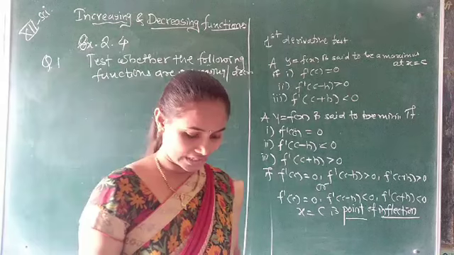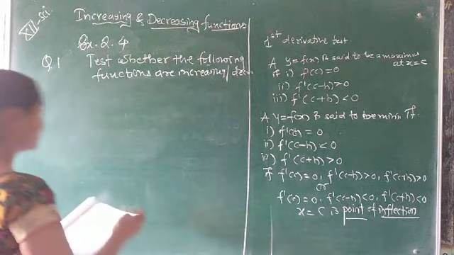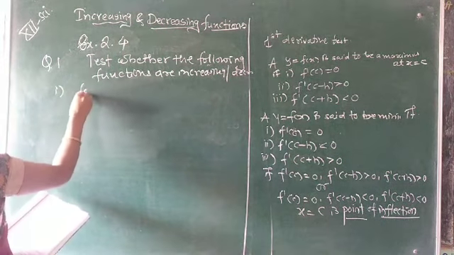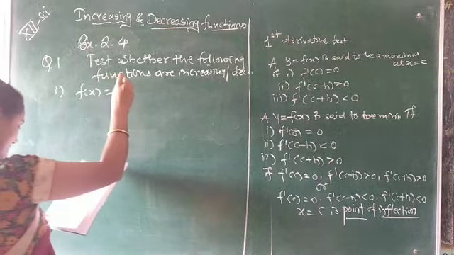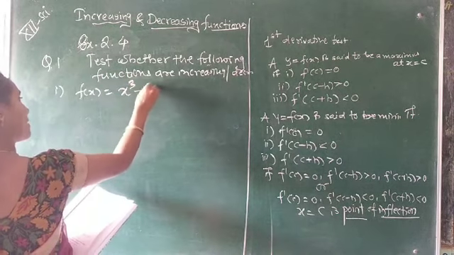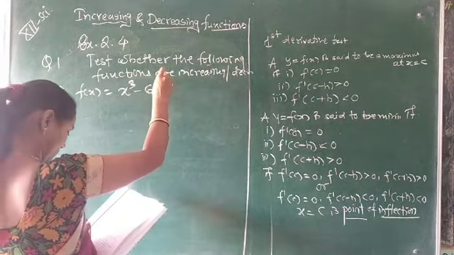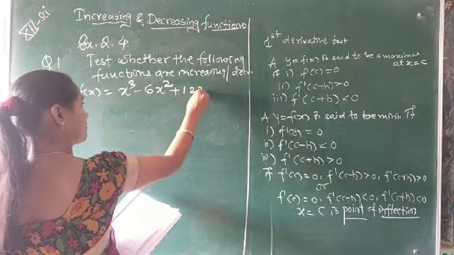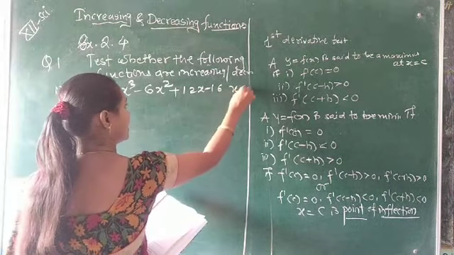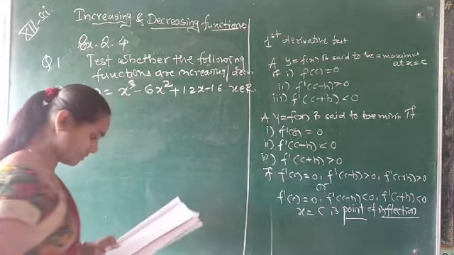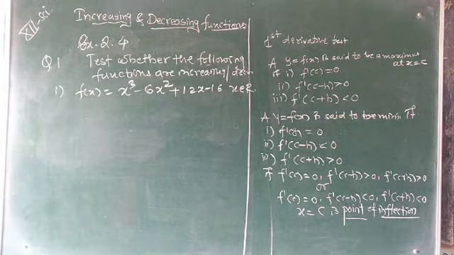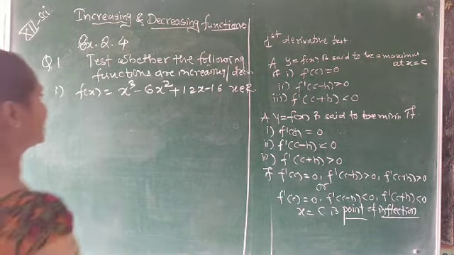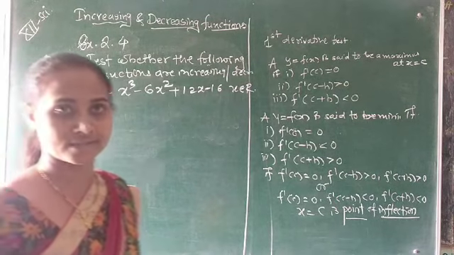So see the first question, the first function is given here. f of x is equal to x cube minus 6x square plus 12x minus 16, where all x belongs to the set of real numbers. So this is our given function. We have to check whether the function is increasing or decreasing.